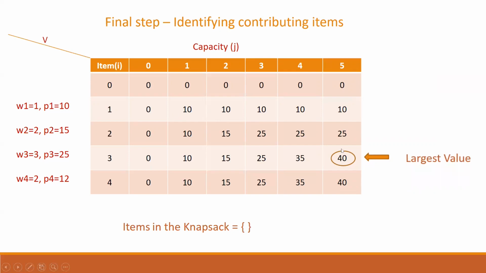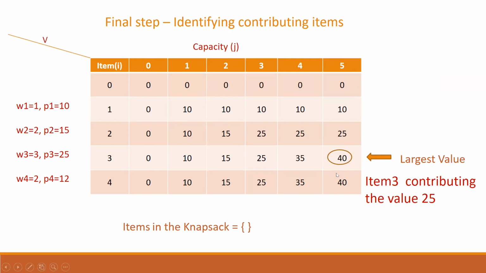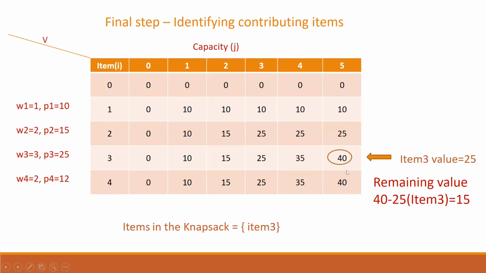Now we are checking whether 40 is present in the previous row. No, it is not present here. So this is the first time it is appearing. That means item 3 is contributing this profit. So we have to choose item 3. Item 3 is included in the bag. We can identify it like that. After identifying that item 3 is contributing, how much is it contributing? Its profit is 25. So out of 40, it is contributing 25. The remaining value is 15.